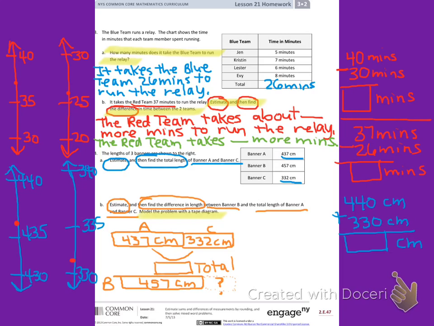There's your tape diagram. You know how to estimate the numbers for banners A and C as well as B. So you estimate and then you subtract because you're finding the difference, and then you use the actual numbers to find the precise difference. Again, if you don't have enough room on your paper, attach a scratch paper to your paper.